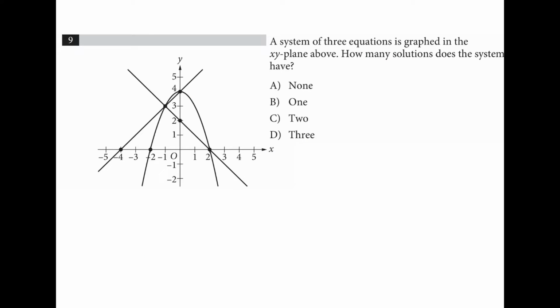Here's a system of three equations. We're looking for where they intersect, all three of them. So this one here has both lines and the parabola. This one has one line in the parabola, but not enough. This one down here has one line in the parabola, but not the other. There's only one solution.